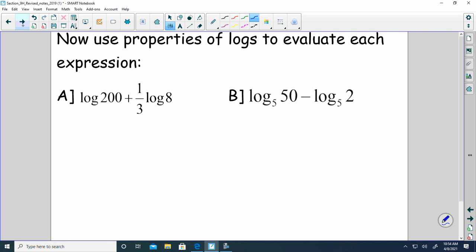All right. Use the properties of logs to evaluate each expression. Okay. 8 to the 1/3 power, what do you think that would be? 2? 8 to the 1/3 is 2? So I'm okay with this so far. You agree? I could put those back together. 2 times 200 is?